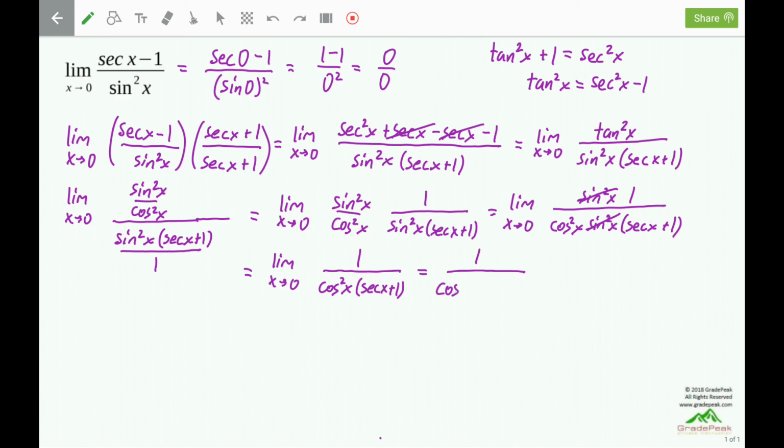And now we can try plugging a 0 into the remaining x's. That will give us 1 over the cosine of 0 quantity squared times the secant of 0 plus 1. So 1 over the cosine of 0 is a 1 squared. The secant of 0 is 1 over the cosine of 0, which is 1 over 1, which is 1 plus 1. 1 squared is 1. 1 plus 1 is 2. 1 times 2 is 2, and that gives us 1 over 2.